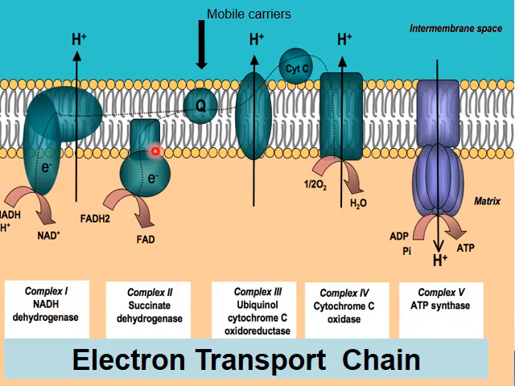Then we have here Q. We take complex 1, which is the NADH dehydrogenase, and complex 2, which is the succinate dehydrogenase, and then Q is reduced into QH2. What is next? Q is to be converted back, as we agreed.